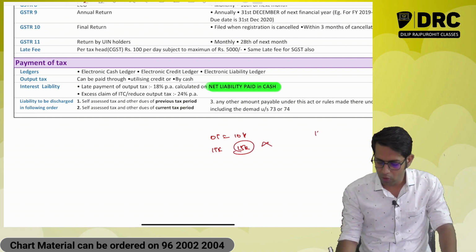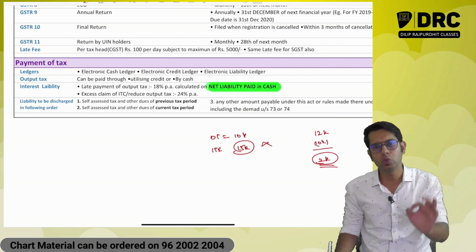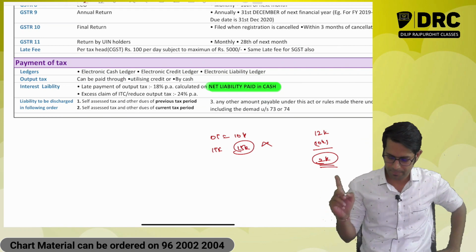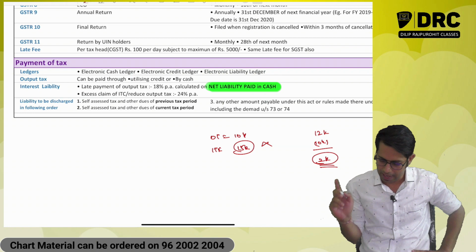Say for example, your output tax liability is 12,000 rupees and your ITC available is 10,000 rupees. Now you have to pay 2,000 rupees in cash. On this 2,000 rupees, you will also have to pay interest at 18% per annum.